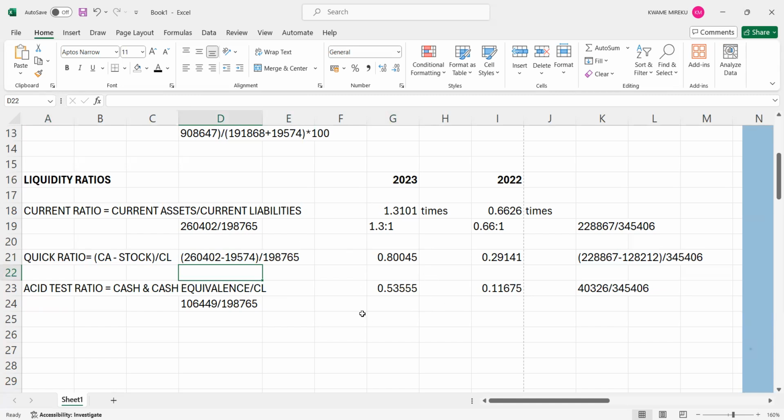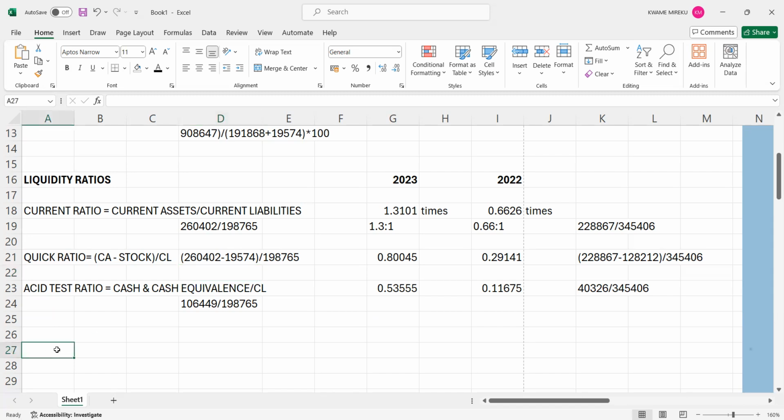So the firm has to improve on its liquidity position because it's not doing very well. If you become critical and all your creditors, liability holders, are coming for the money, you don't have enough to pay. That can cause your firm to be insolvent or may force you to sell some assets of the company before you can pay. And that is not good enough.